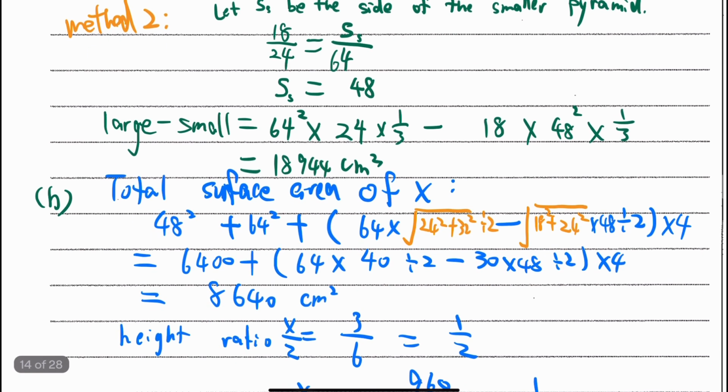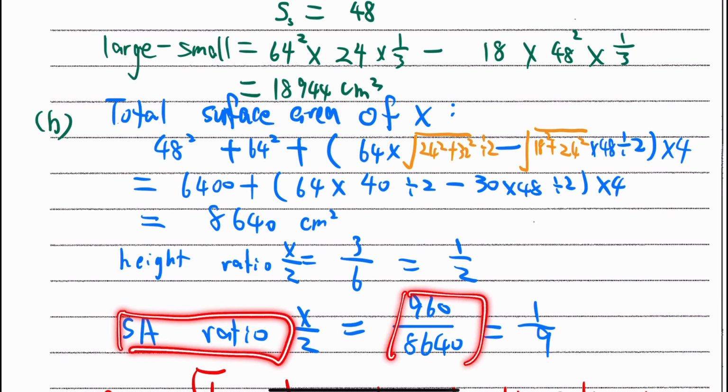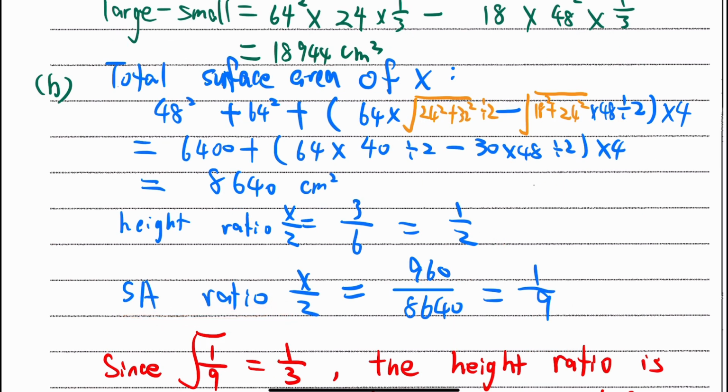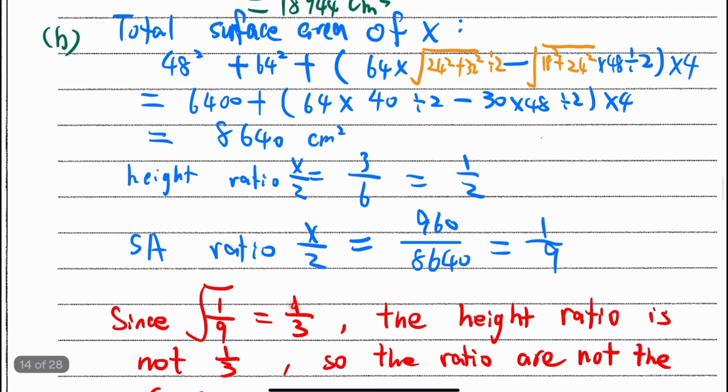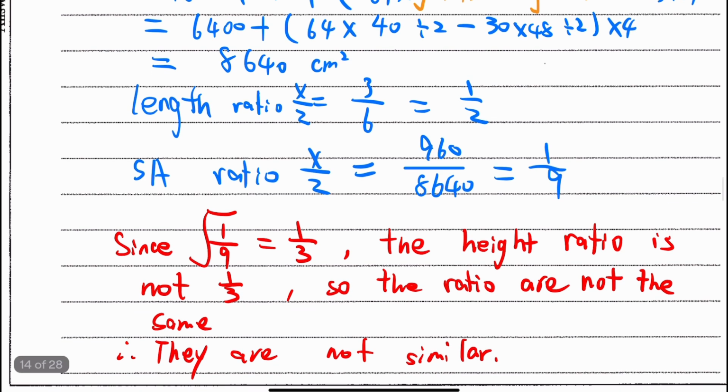So you compare the surface area ratio, this one to this one, X to Z, is 1 to 9, but the height ratio is 1 to 2. When you square root the area ratio, you will have 1 to 3, which is not the same as the height ratio, the length ratio, right? The length ratio. Okay, so they are not similar.